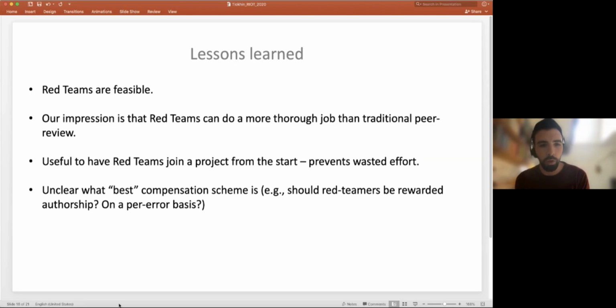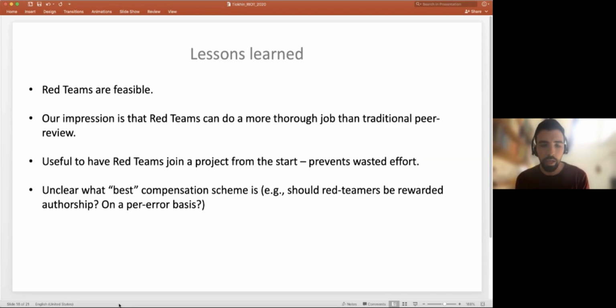To emphasize, we all agreed that it would be useful to have red teams joining a project from the start. We didn't do the pilot like this, but this is a nice potential extension. And there are many things that I'd be especially curious to hear all of your ideas about: how we can make this better or more feasible, or ways to figure out what might be better designs. For instance, one of those is what would be a good compensation scheme, like whether people should be rewarded with authorship on a per-error basis, whatever.